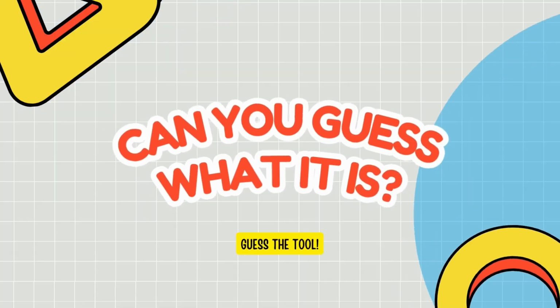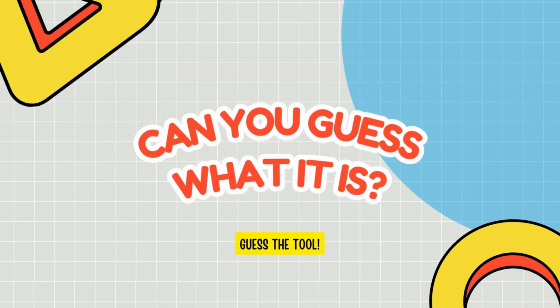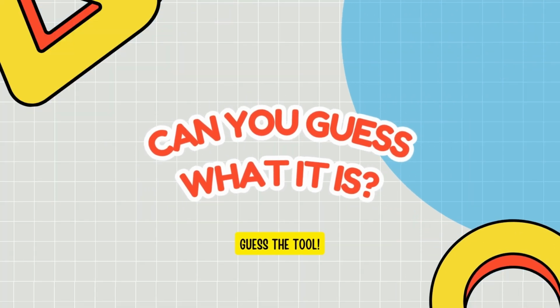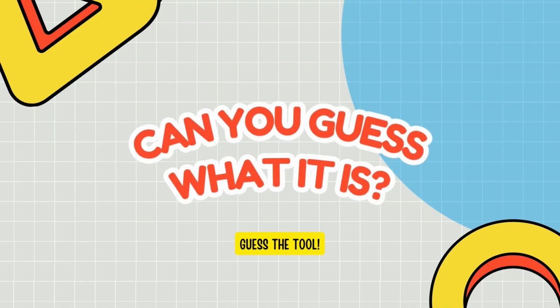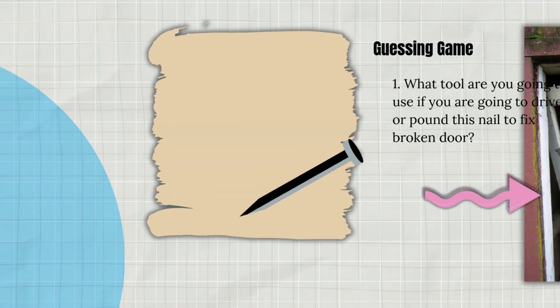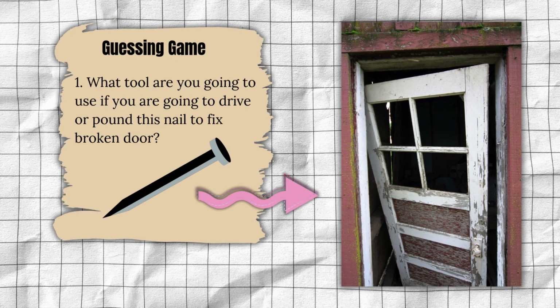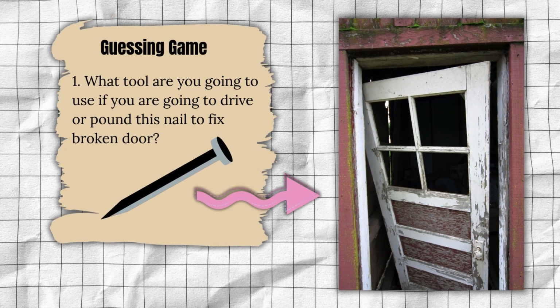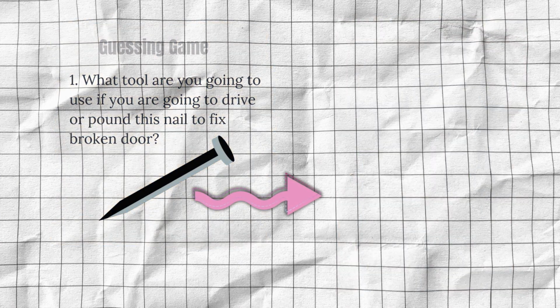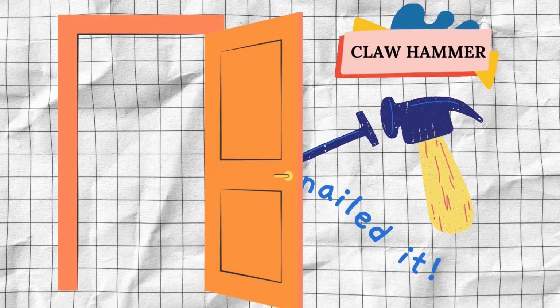Let's play a guessing game. Here's how to play. I'll give you examples of broken objects or fixtures, and you try to guess which tool will be used to fix each one. Number 1. What tool are you going to use if you're going to drive or pound this nail to fix this broken door? Very good, hammer is correct.